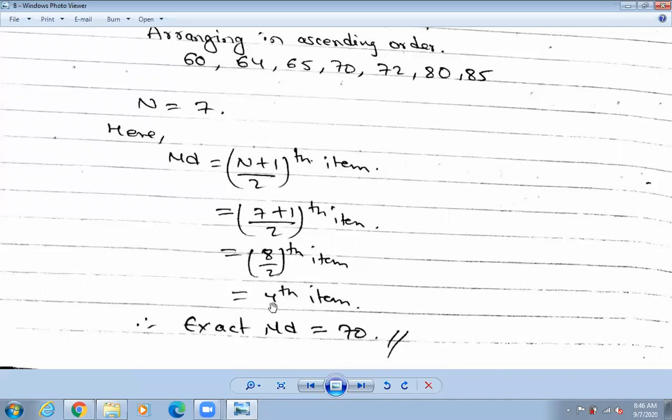Suppose if it is sixth, then 1 2 3 4 5 6, that means 80 will be the answer of it. Okay, so whatever position it falls at, that is the answer, but you have to look in ascending order.